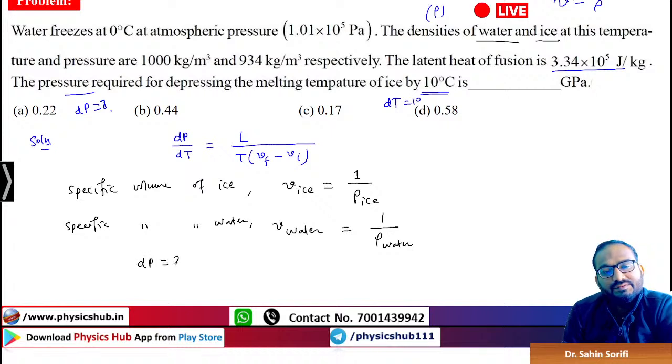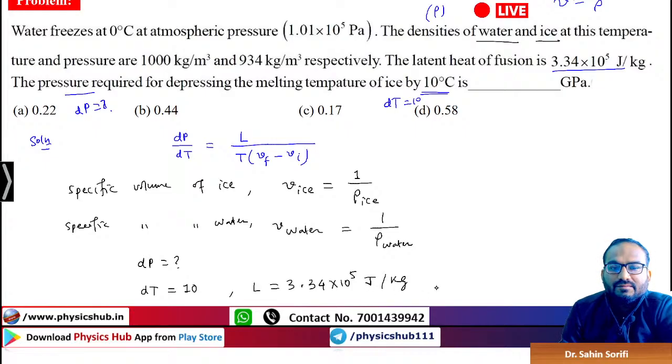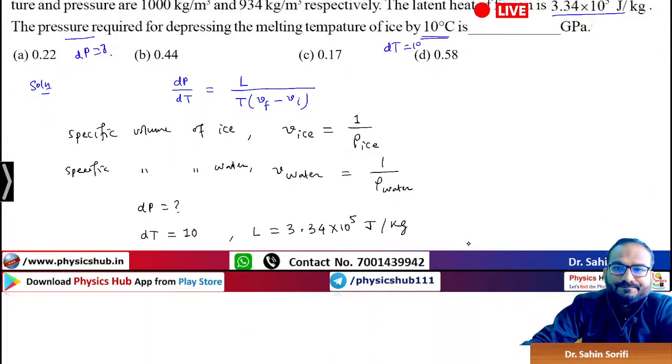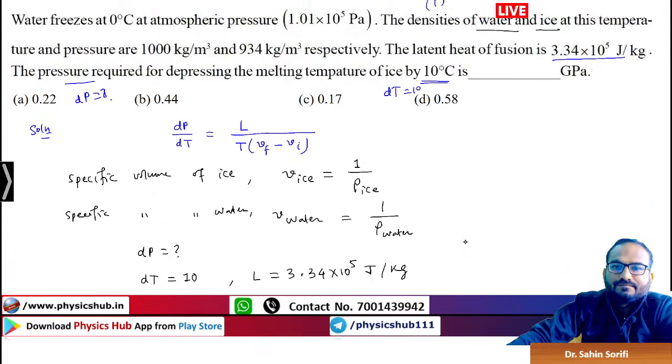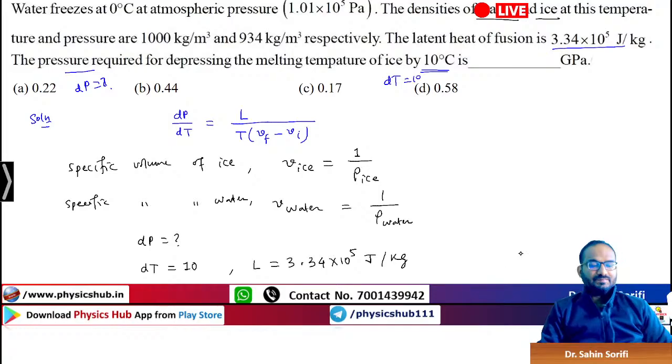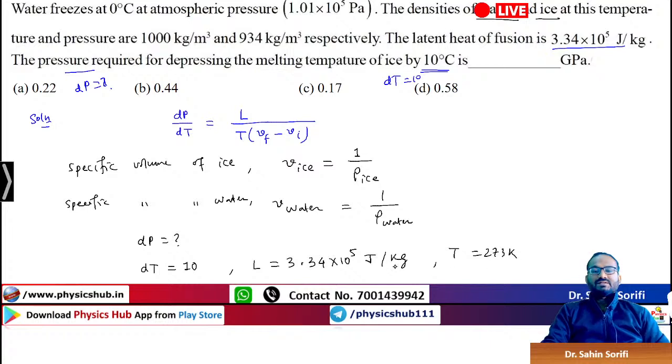dP we need to find out. dT is given to you as 10, L is given to you as 3.34 times 10 to the power 5 joule per kg. What is not given? Everything is given. Temperature, what will you take? T equals 273 Kelvin, 0 degree centigrade, because water and ice coexist at 0 degree centigrade. Option B you are getting. Are you sure?